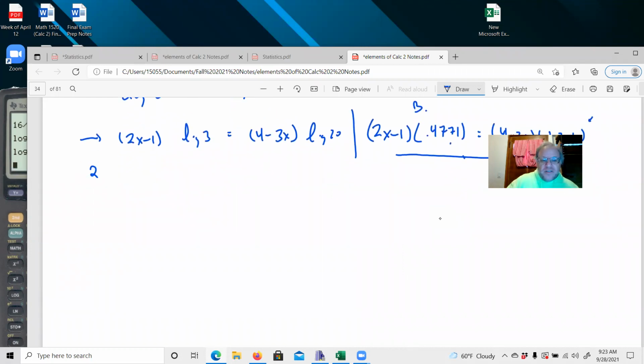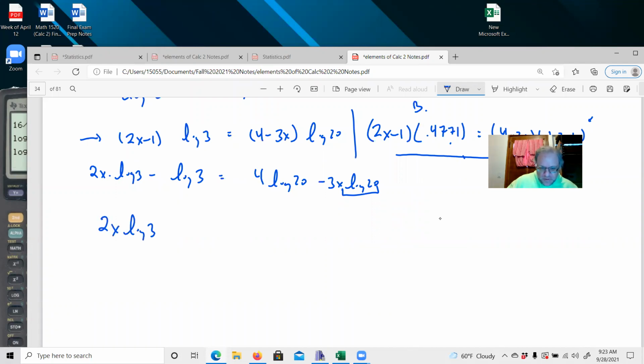Now, what about the rest of it? Well, this is 2x log 3 minus log 3 equals 4 log 20 minus 3x log 20. All right, it's kind of like pi. There's your number. I'm sure it's delightful. But 2x log 3 plus 3x log 20. Right? This log 3 moves over to the other side. So we have a 4 log 20 plus log 3.